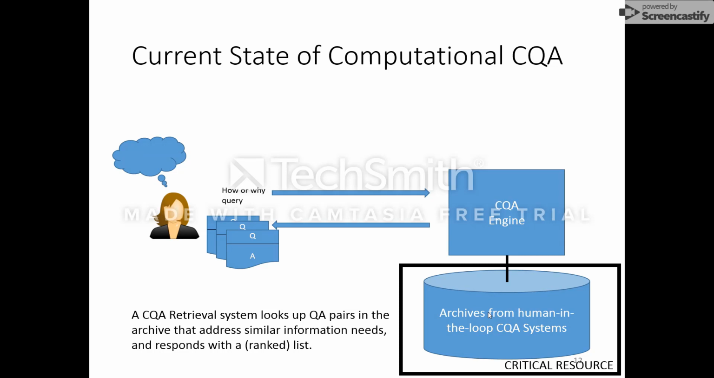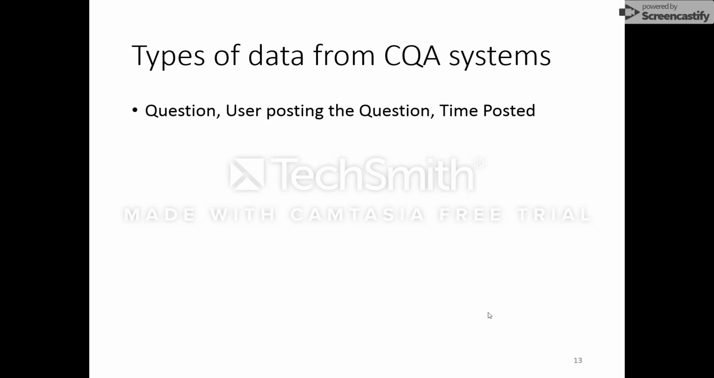And the critical resource for the CQA engine is basically archives from human-in-the-loop CQA systems, and that forms our data, our raw material, which we'll look at in some amount of detail in the next few slides. Let's look at the types of data that we can get from CQA systems.